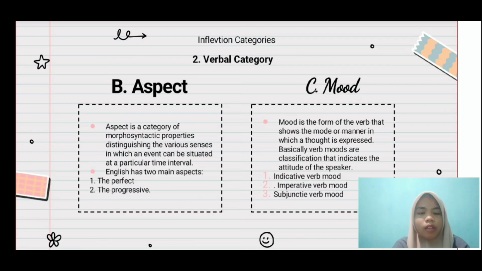English has two aspects, progressive and perfect. It is a term used to describe the state of the verb action as beginning, in process, or complete. In many languages, aspect and tense are closely interwoven with each other.